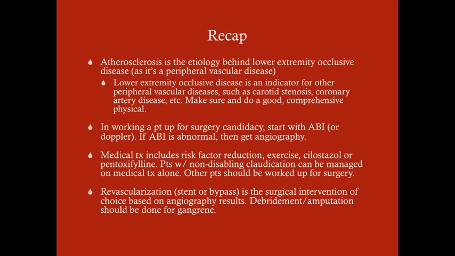When you work a patient up for surgery candidacy, you're going to start with an ABI or a Doppler. ABI is usually what we do because it's easier, and it's also on the USMLE more, so you should be more familiar with that. If the ABI is abnormal, meaning less than 1, you're going to proceed with an angiography. And the angiography will help us determine how we're going to do the surgery and where.